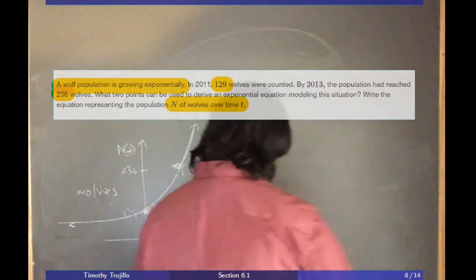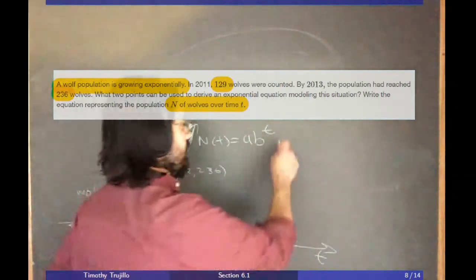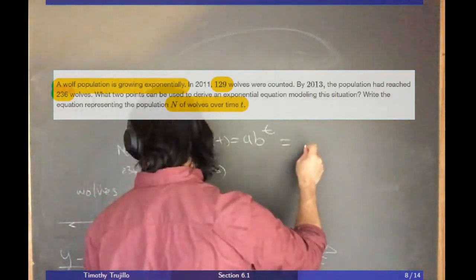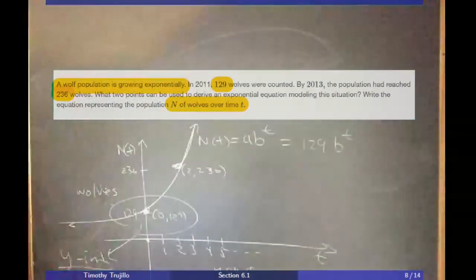So the first thing to recognize is that they've given us the value of a, right? So right here, the fact that this is the y-intercept tells us that the value of a is 129. That's the initial population of our predators here. So this is 129 times b to the t. So that's the first piece of information we can just use from that first point.